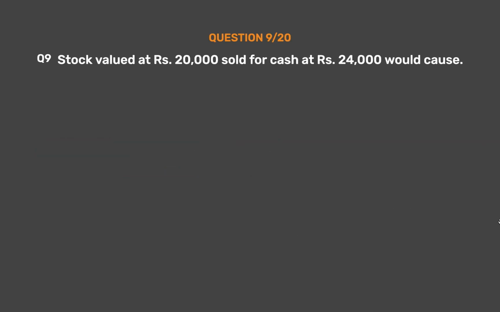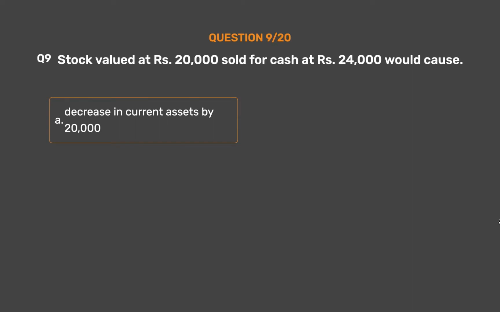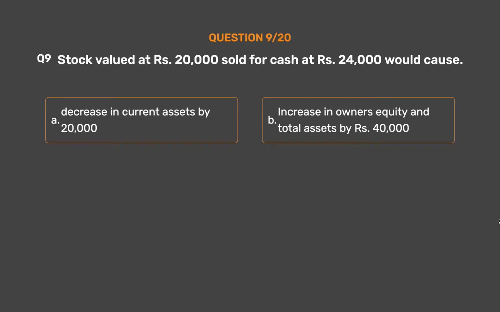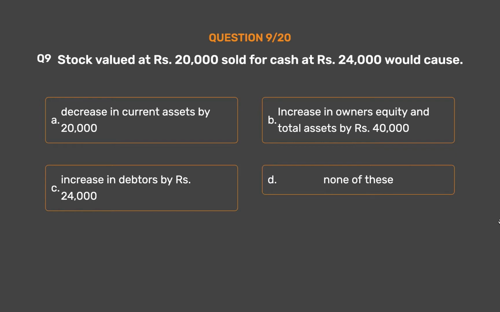Question number 9. Stock valued at 20,000 rupees sold for cash at 24,000 rupees would cause: Option A. Decrease in current assets by 20,000. Option B. Increase in owner's equity and total assets by 4,000 rupees. Option C. Increase in debtors by 24,000 rupees. Option D. None of these.